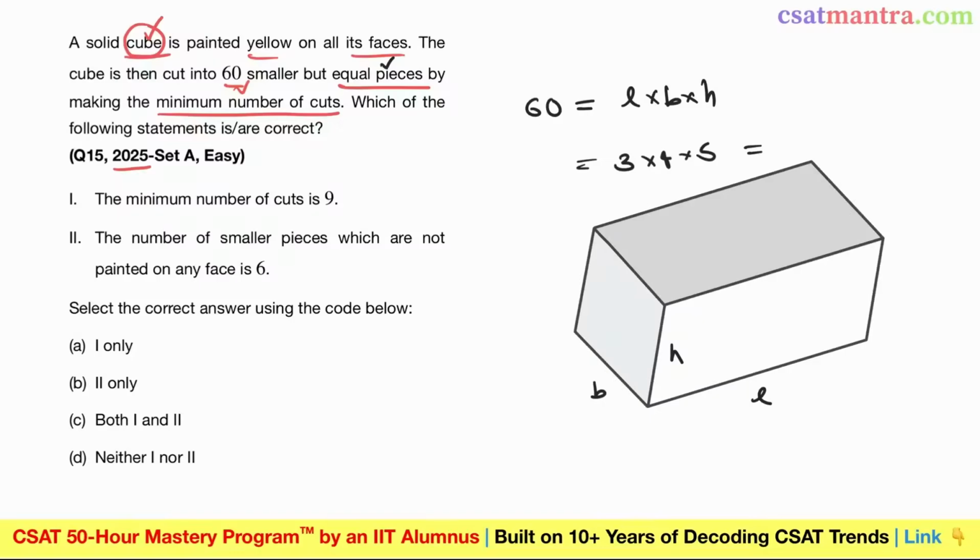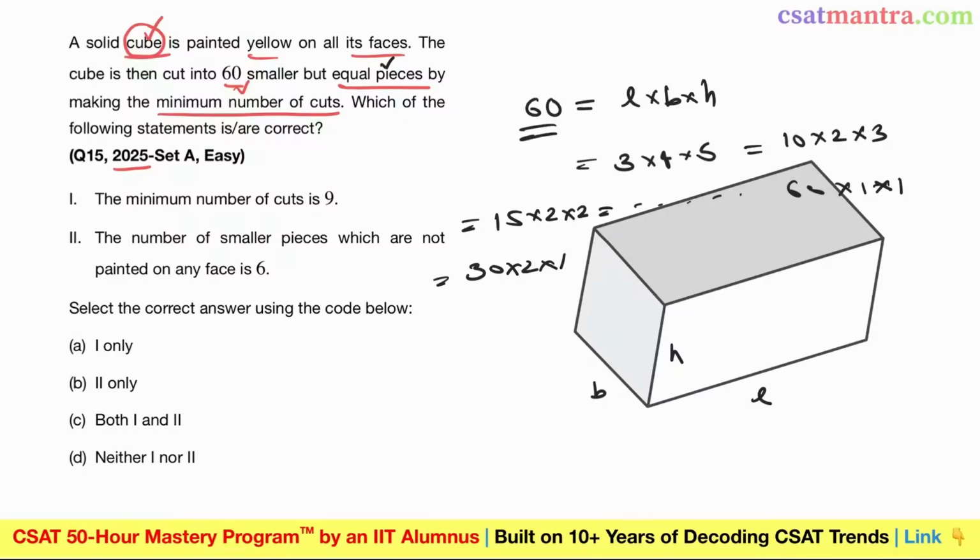Another possibility is 10 into 2 into 3. 2 3s are 6, 6 10s are 60. Another possibility is 15 into 2 into 2. We can have a number of such possibilities. 60 into 1 into 1 is also one possibility. Or 30 into 2 into 1. This is also one possibility for this value 60. Now, which one should we consider?